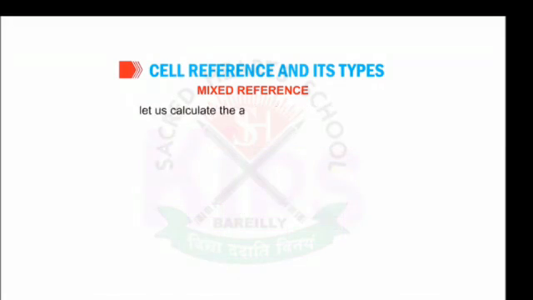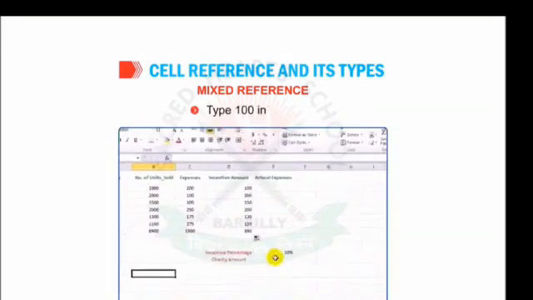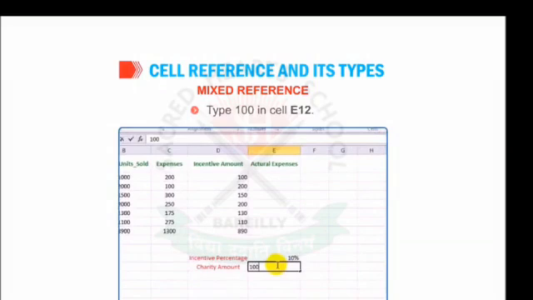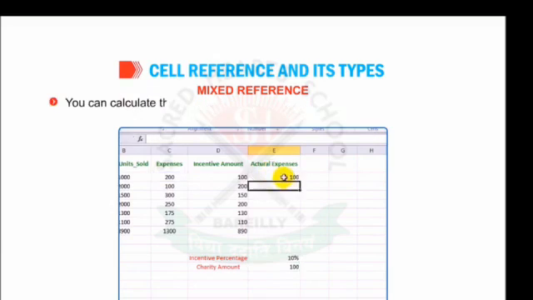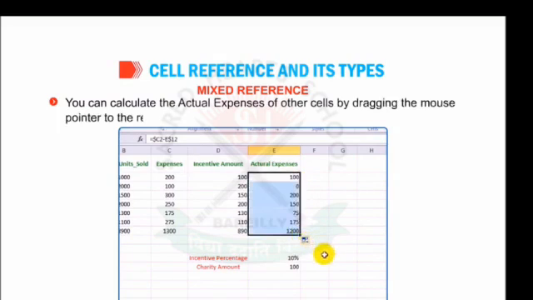Let us calculate the actual monthly expenses. Type 100 in cell E12. Click on the cell E2. Type equal to $C2 minus E$12. Press the Enter key. You can calculate the actual expenses of other cells by dragging the mouse pointer to the rest of the cells when it changes to the plus symbol.